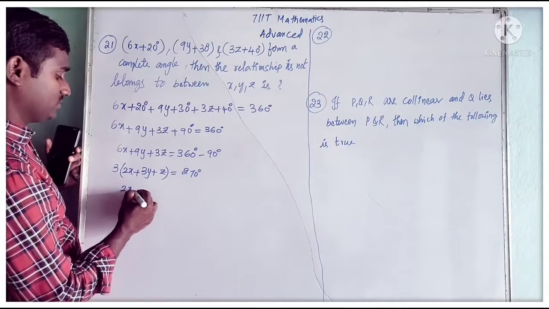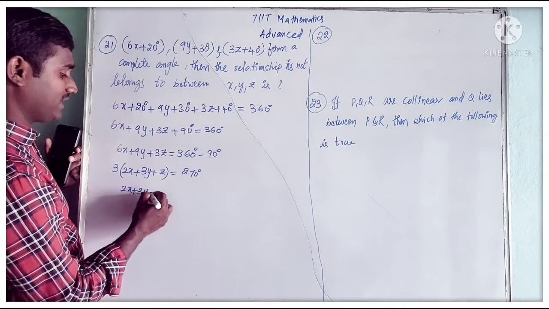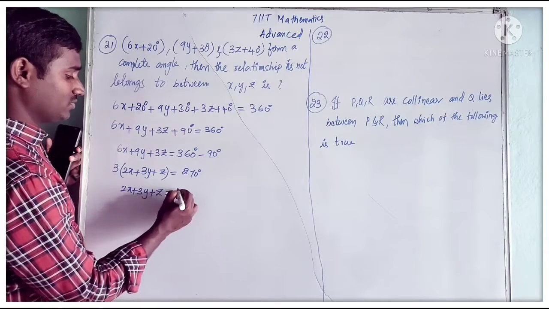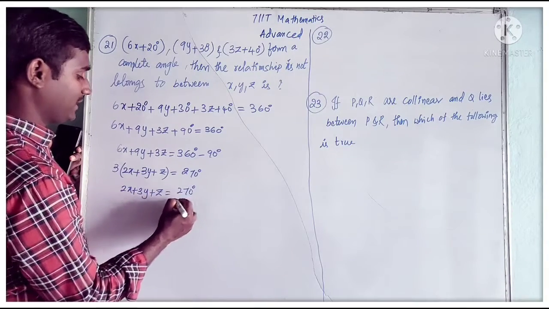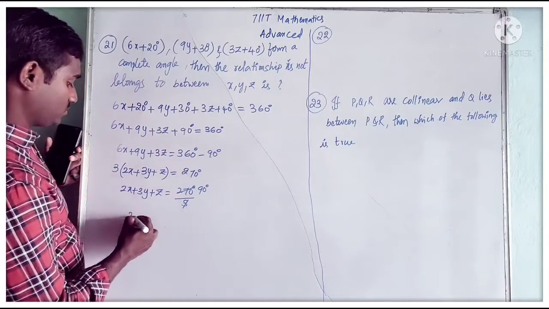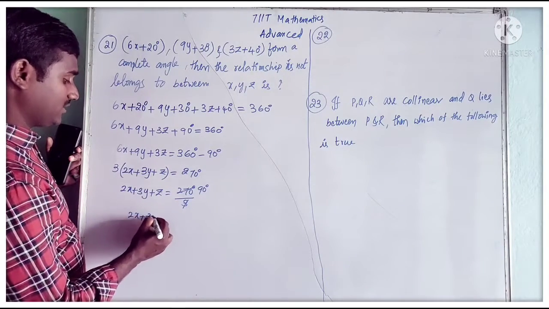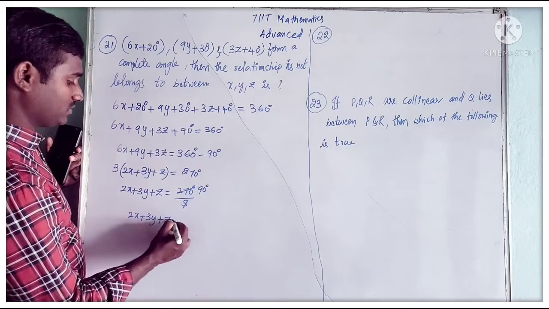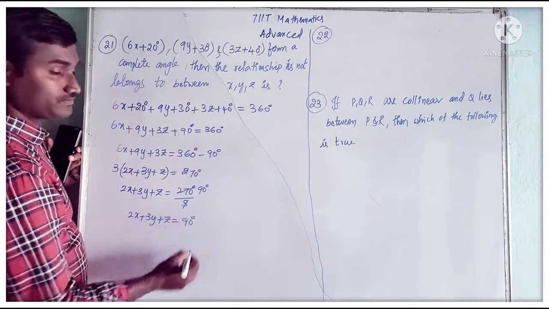This 3 you can send to the right side. So it becomes 2x plus 3y plus z equals 270 degrees divided by 3. 3 ones are 3, 90 degrees. So 2x plus 3y plus z equals 90 degrees.